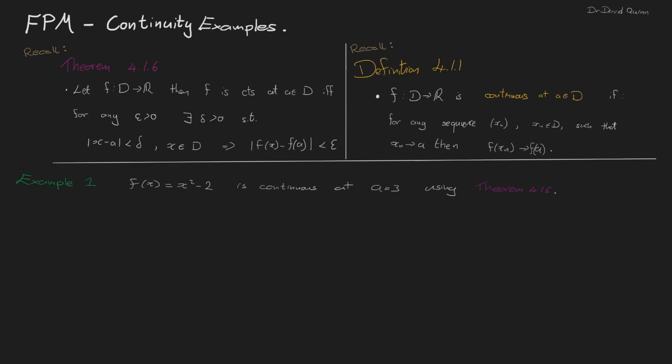So in the example, we take something simple. We already know this is continuous, but this is the point of just illustrating the theorem. We have the function x squared minus 2. We want to show that it's continuous at the point a equal to 3. So what we're aiming for is to understand f of x minus f of a, so in that case f of 3, less than epsilon for a given epsilon.